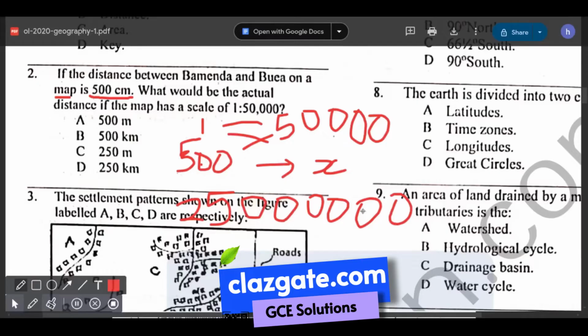So what happens is we are converting this to meters. Okay, so the answer is 25 million centimeters. Converting from centimeters to meters, we are dividing by 100, and then from meters to kilometers we are dividing by 1,000. So the answer is 250 kilometers. Our answer is D.